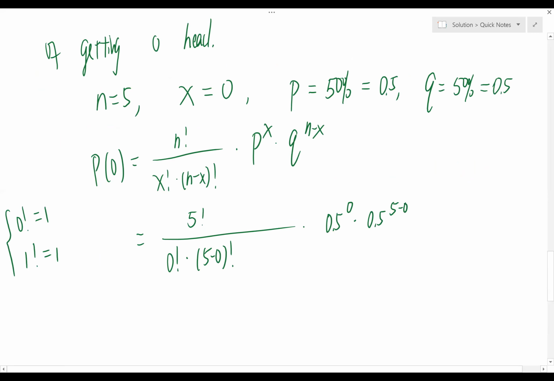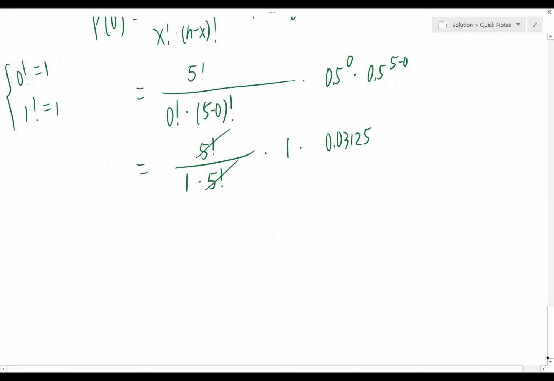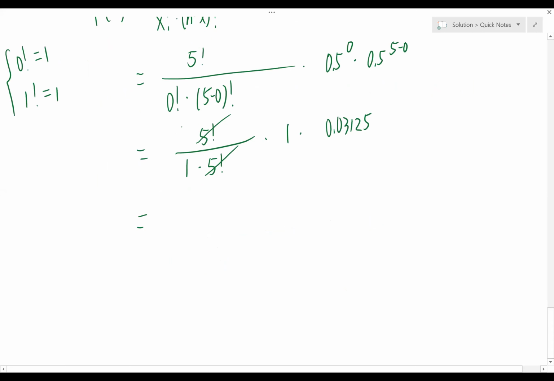5 minus 0. Okay. Now here we end up with the 5 factorial. 0 factorial is 1. 5 minus 0, 5 factorial. And 0.5 to the 0 power is 1. 0.5 to the 5th power, let's see what that is. And this turned out to be 0.03125. Okay, so now if you cancel the 5 factorial, then it's gone, right? So basically you end up with 1 times 1 times 0.03125, and it's 0.03125.